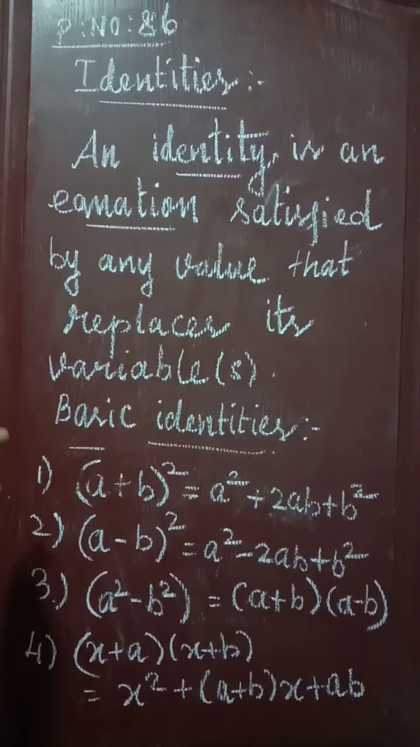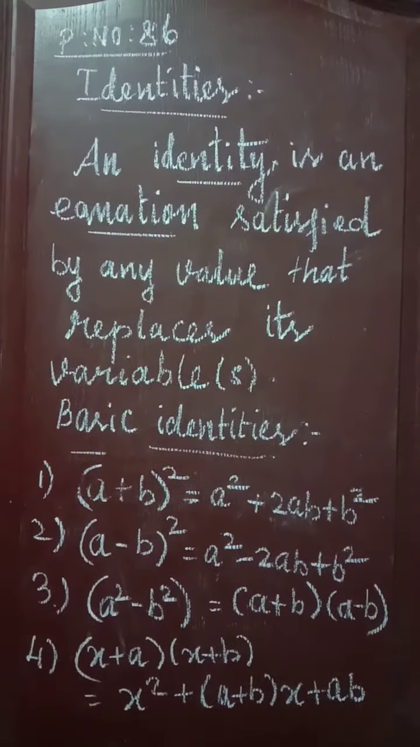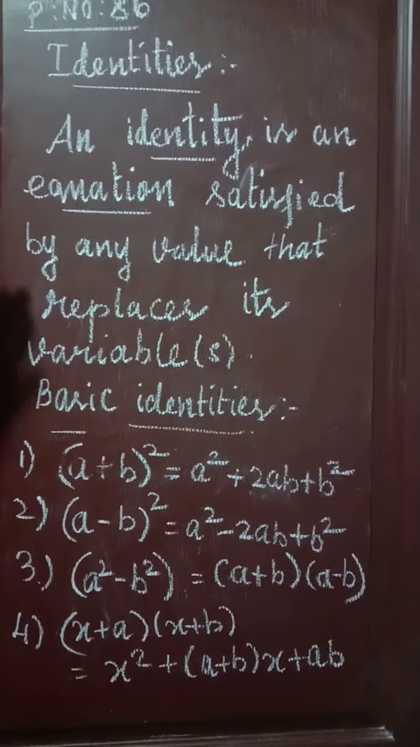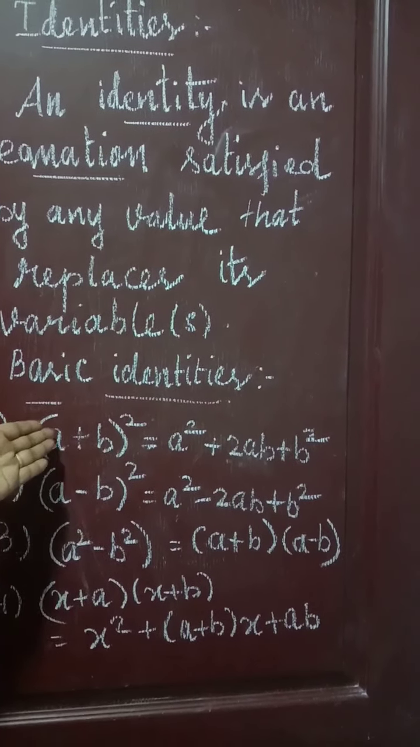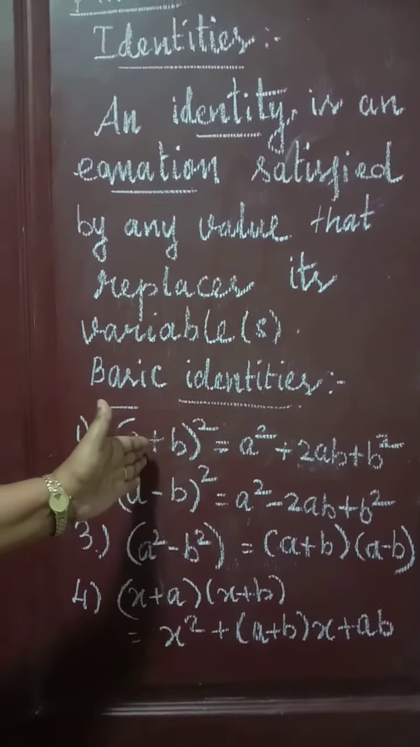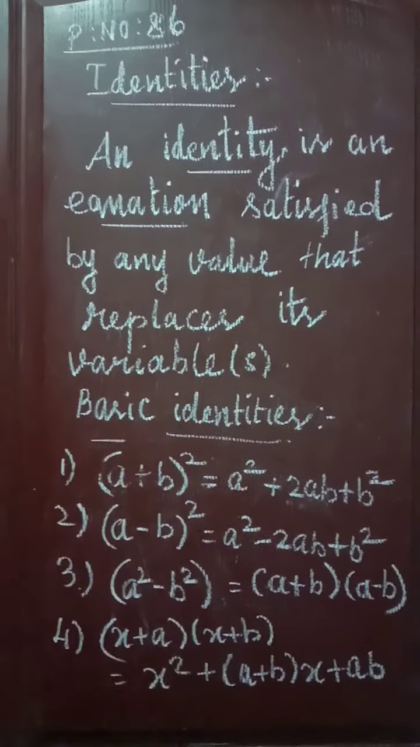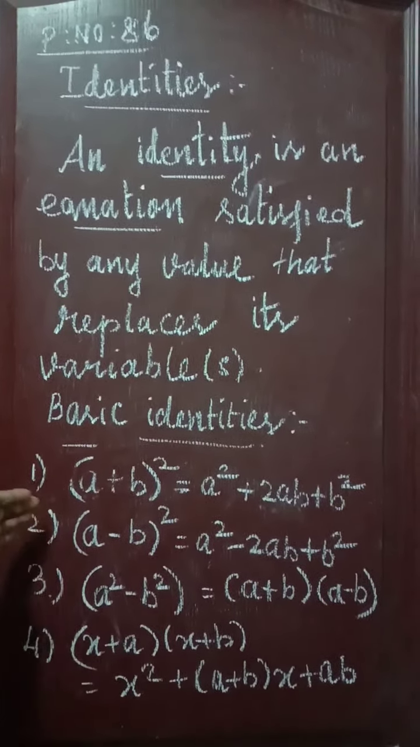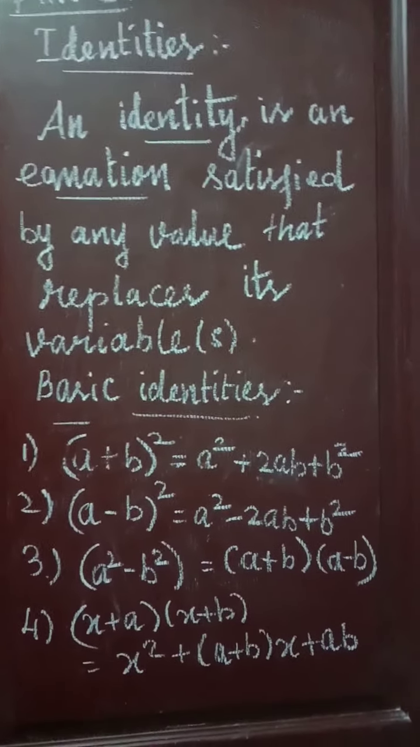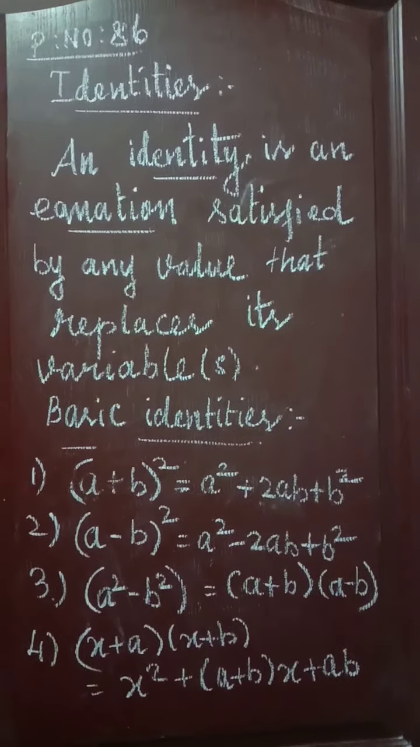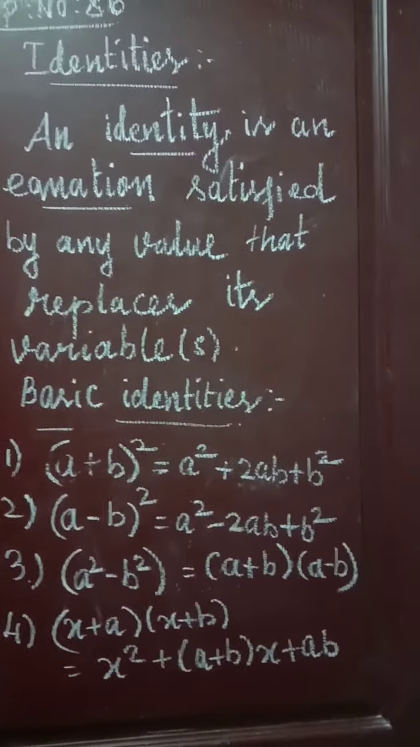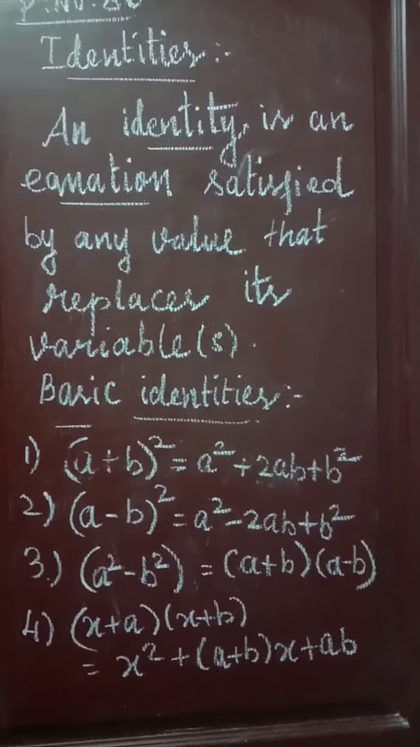Identity is nothing but an equation, and this equation is satisfied for any value of the variable. If we put any value for a and b, for example a is equal to 1, b is equal to 2, here also we put a is equal to 1, b is equal to 2. At the end, the two answers are the same, which means it is an identity. So there are four basic identities.